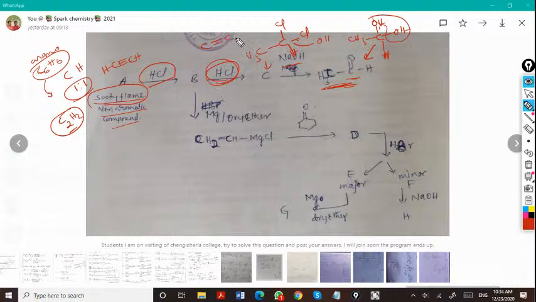Before that it is HCl addition, so there must be a double bond. So this could be the starting material of this. So this is B, and if it is A, then this. On either side, with this reference and with that reference, it is matching. So it is this.